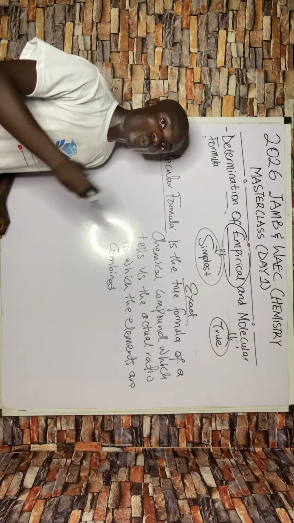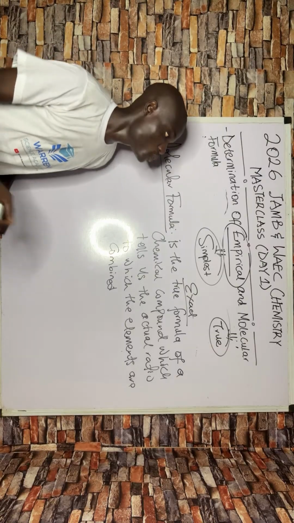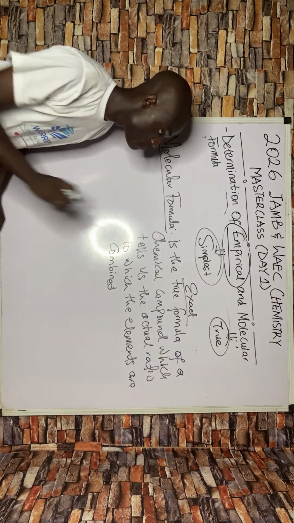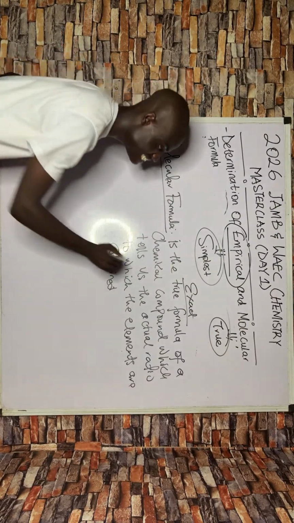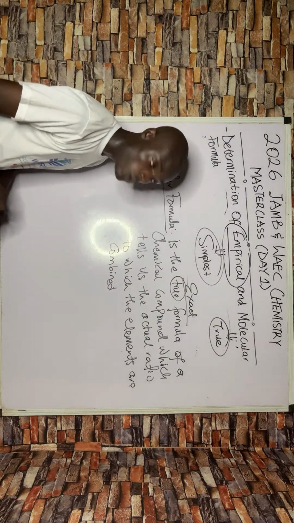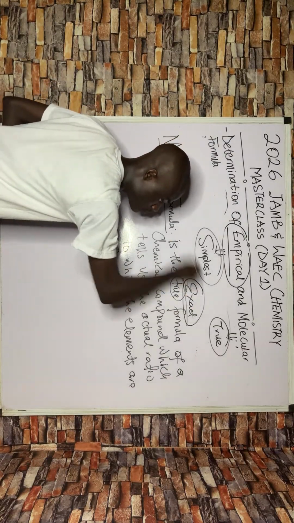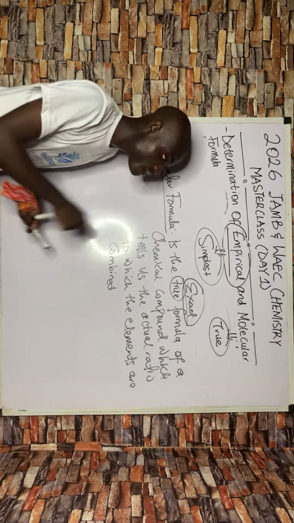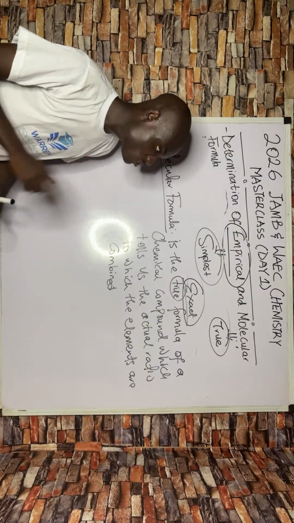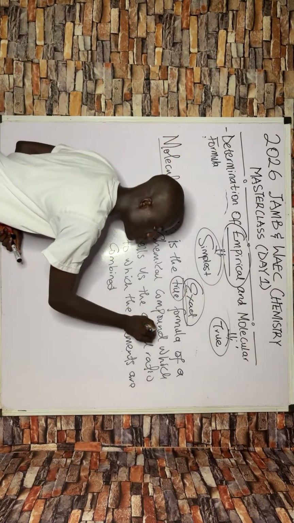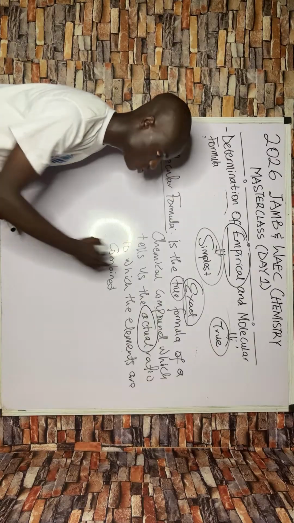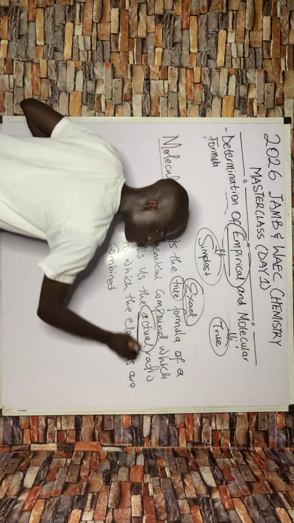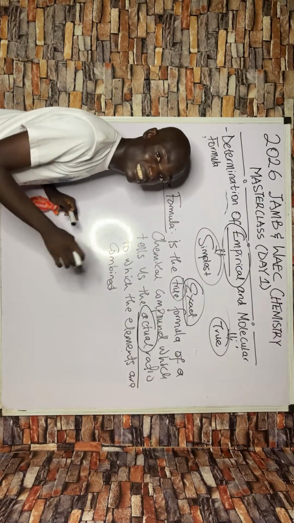So whenever we write out the formula of a compound, we are actually talking about their molecular formula and not the empirical formula. So again, for molecular formula, it is the true, or we use another word which is exact, as you see in most textbooks. So it is the true or the exact formula of a chemical compound which tells us the actual. So you see this word keep playing out in definition: true, exact, or actual. But in this case, it tells us the actual ratio to which the elements are combined.